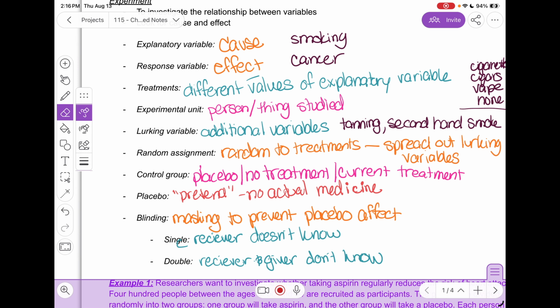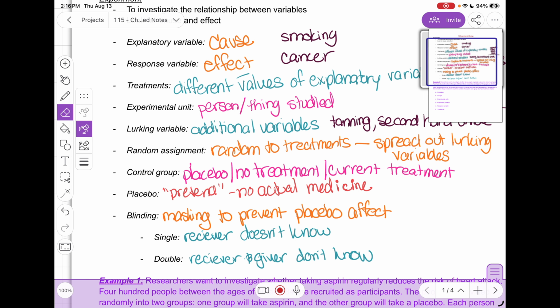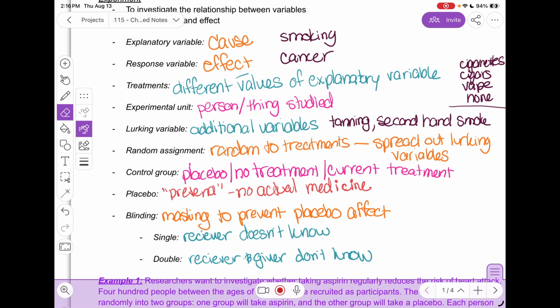So depending on the purpose, you might do a single blind or a double blind study to prevent other variables, lurking variables, the way you treat, the way you act, the way you feel. Those are different things that can affect your study.